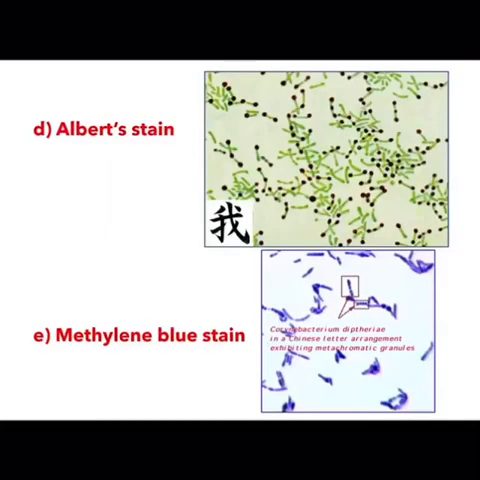Albert stain. It's a special type of stain which is used for staining the volutin granules, also known as metachromatic granules. They are found in Corynebacterium diphtheriae when they are grown in Loeffler serum. So a large number of granules can be observed by this Albert stain.